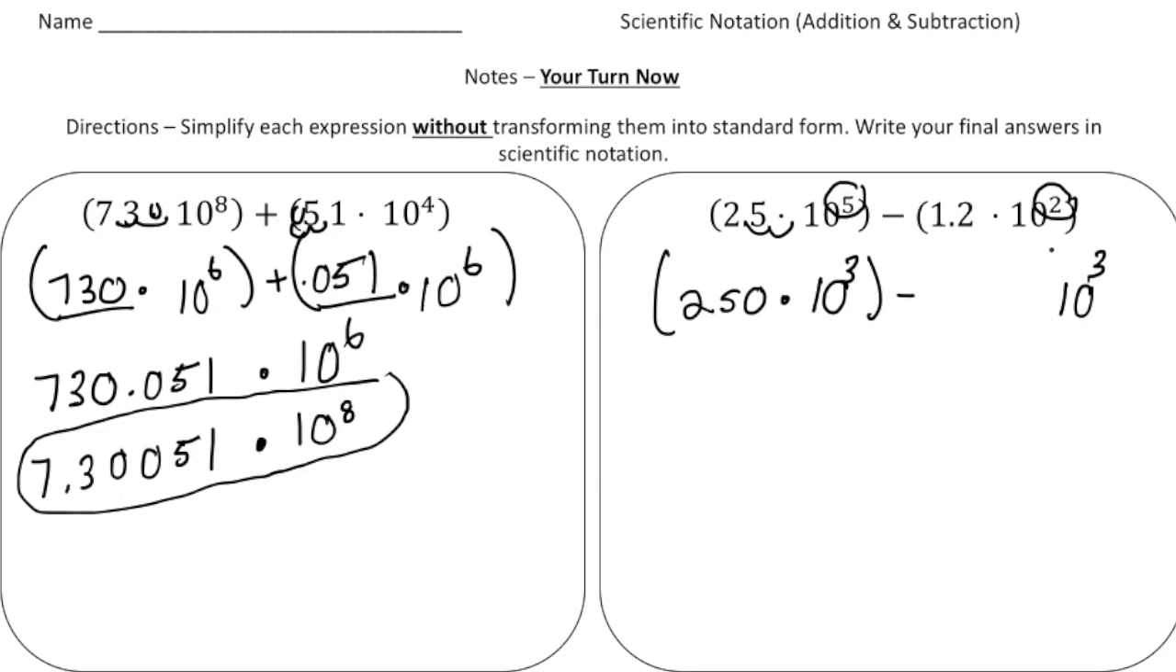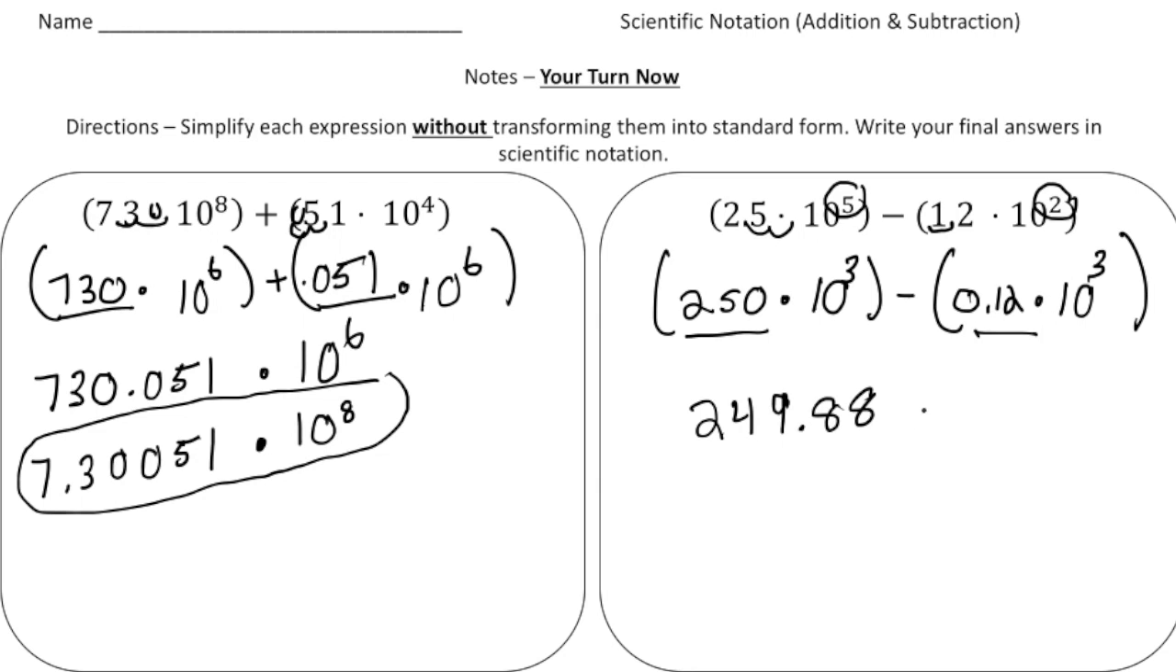minus, okay? Now this one we're going from 10 squared to 10 cubed. So I'm multiplying this by 10, okay, which means I need to divide this one by 10. So that's going to be 0.12 times 10 to the 3rd for that one, okay? And now I can do 250, take away the 12 hundredths, okay? So that'll give us 249.88 times 10 to the 3rd, okay?